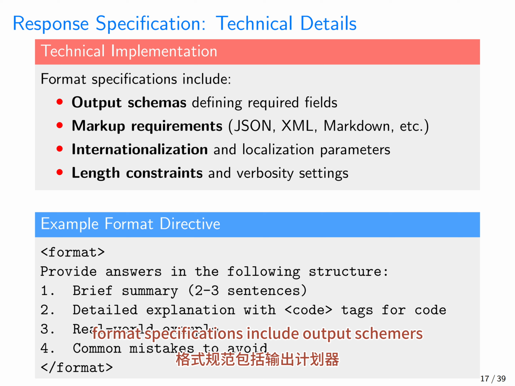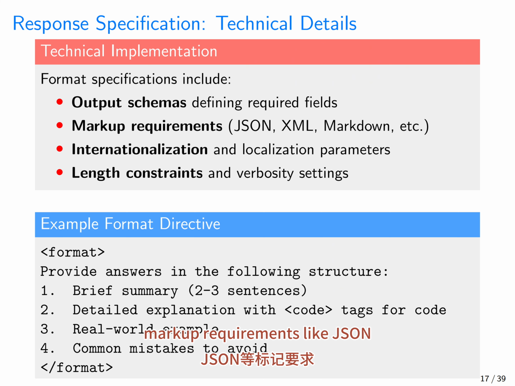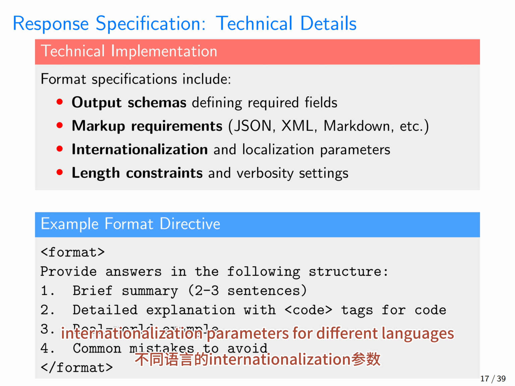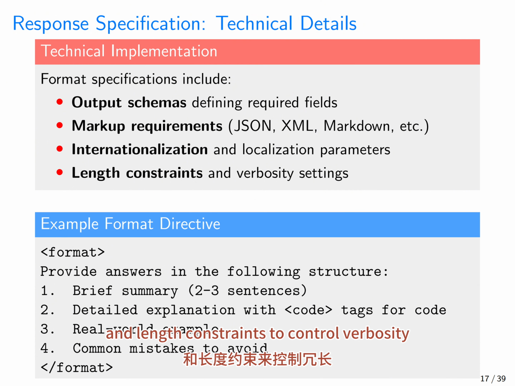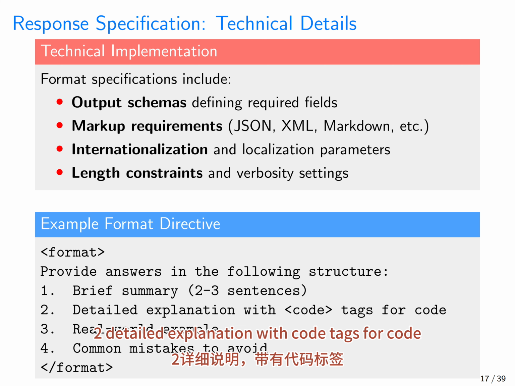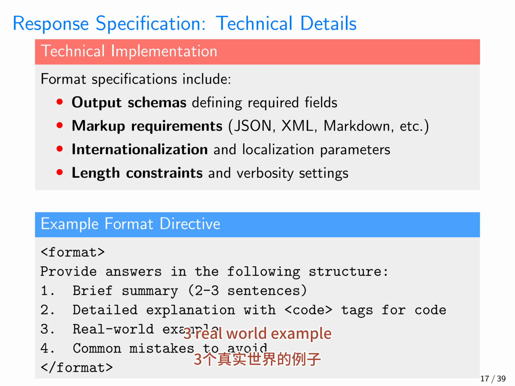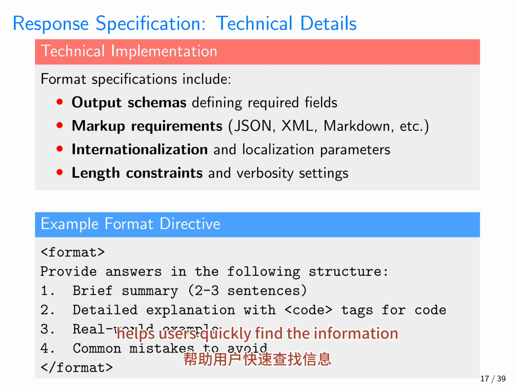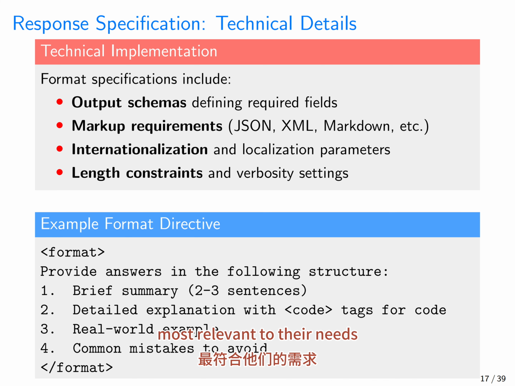In technical terms, format specifications include output schemas defining required fields, markup requirements, like JSON, XML, or Markdown, internationalization parameters for different languages, and length constraints to control verbosity. A format directive might look like this. Provide answers in the following structure. 1. Brief summary. 2. Detailed explanation with code tags for code. 3. Real-world example. 4. Common mistakes to avoid. This structure helps users quickly find the information most relevant to their needs.